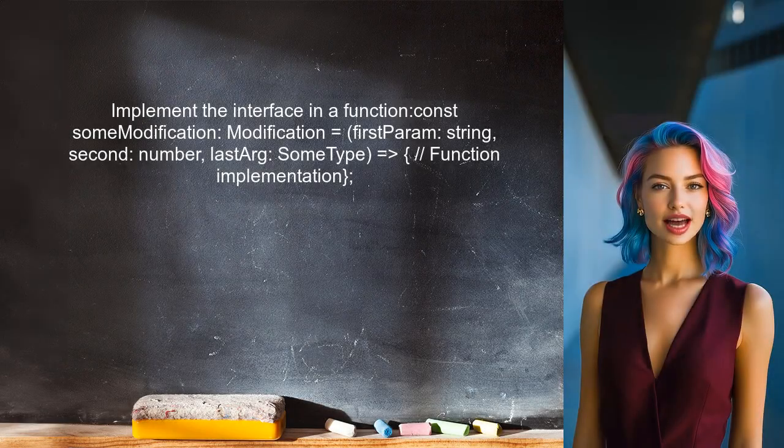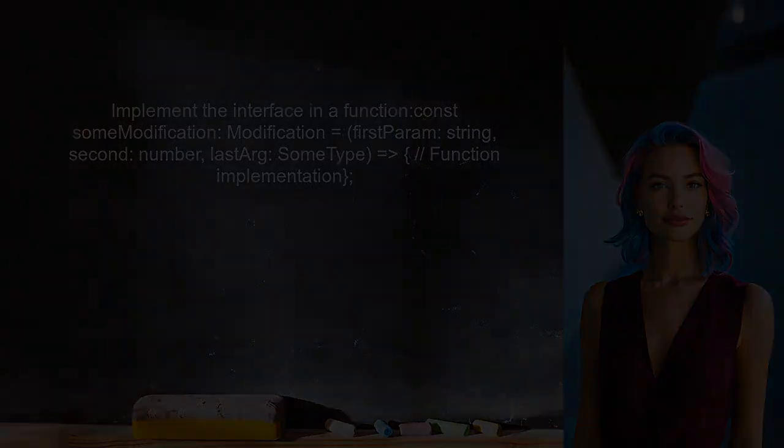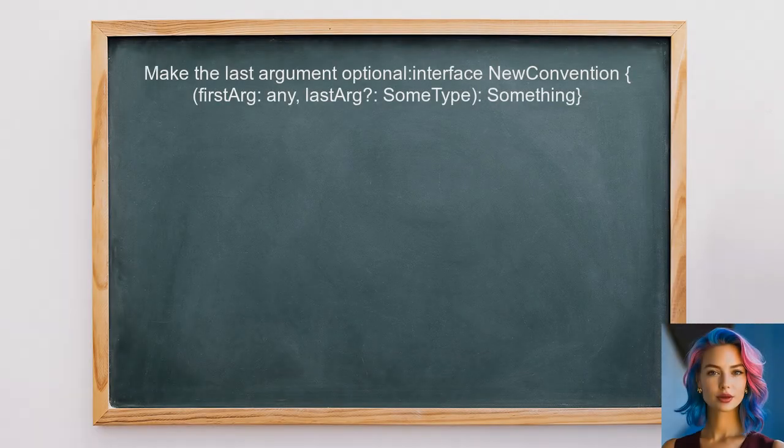Next, the user can implement this interface in a function. When defining the function, they should ensure that the last parameter matches the specified type, which is some type in this case. If the user wants to enforce that the last argument is optional, they can modify the interface to reflect this. By adding a question mark after the last argument, they can indicate that it is not required.